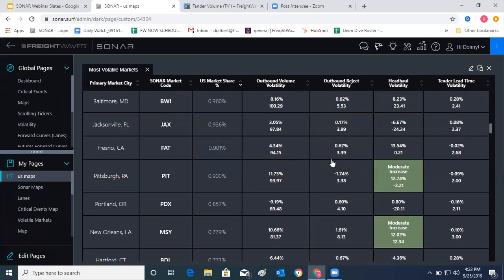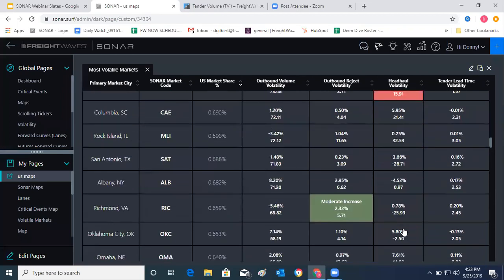Scrolling on down, you can see others where Pittsburgh, this is a great one to look at. It's had a 12% increase in the Headhaul Index, but it's still -2. So we shaded it green because it has increased, but yet at a -2 means that there's still more inbound than outbound. But it has tightened up. It's still relatively loose, but it lets you know that that market has changed.